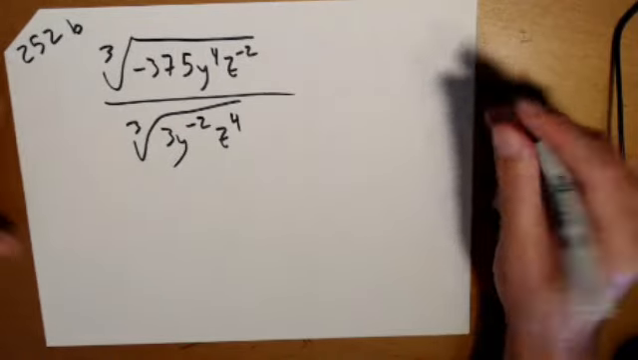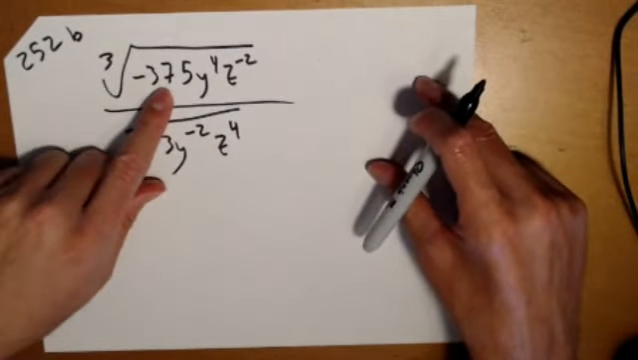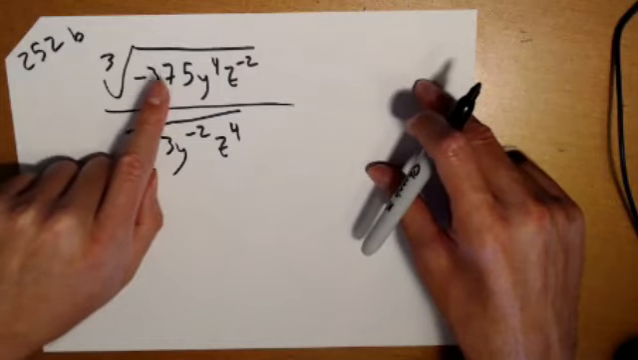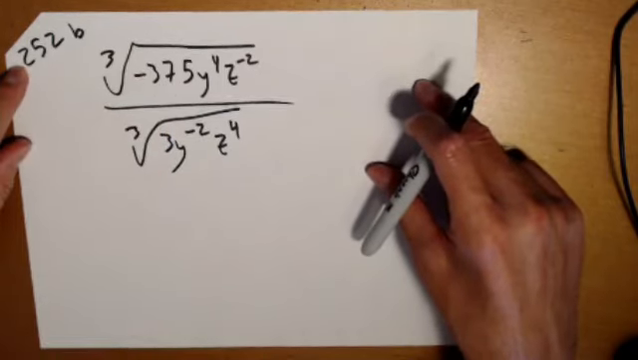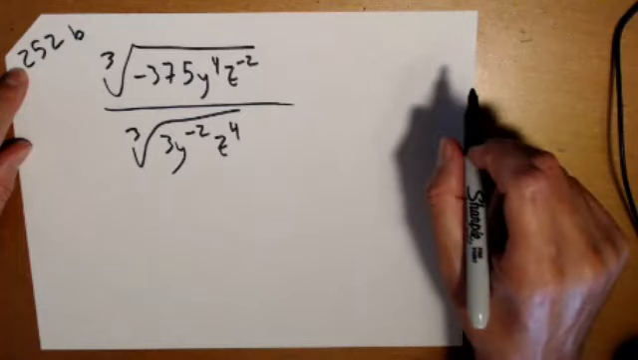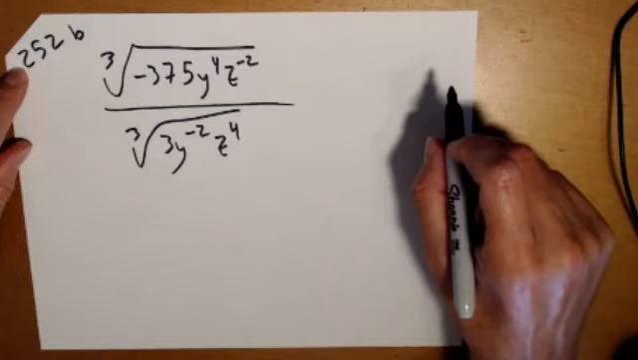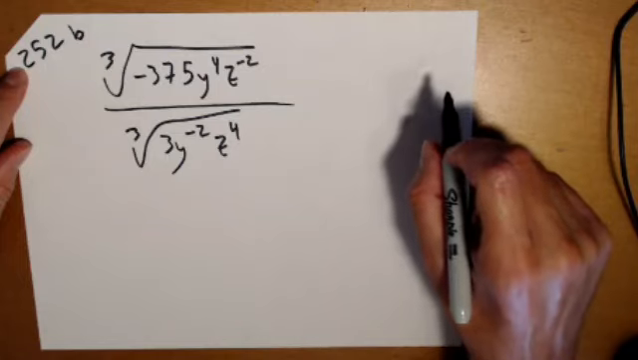Ugly looking problem. Cube root. I see that 125 is in here. 125 is 5 times 5 times 5. So, let's break this apart. Cube root, cube root.